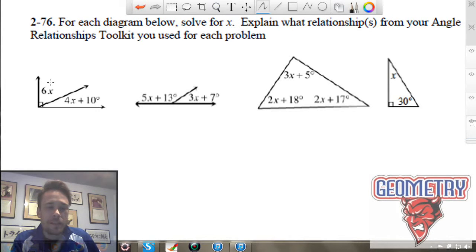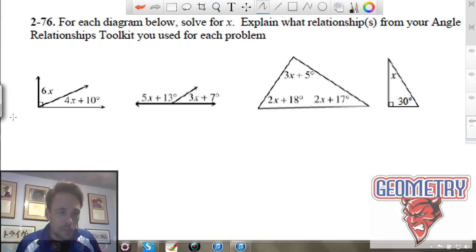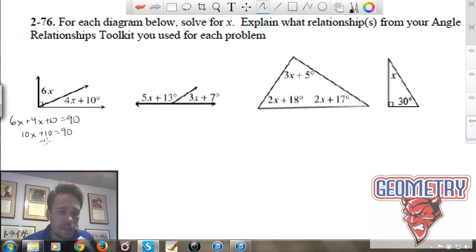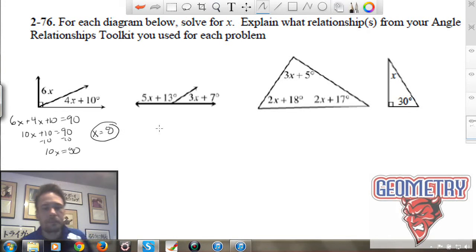But they're complementary in that they add up to 90 degrees. So we're going to create the equation 6x plus 4x plus 10 equals 90. So 10x plus 10 equals 90. We subtract 10 from both sides. So 10x equals 80. When we divide both sides by 10, we get x to equal 8.